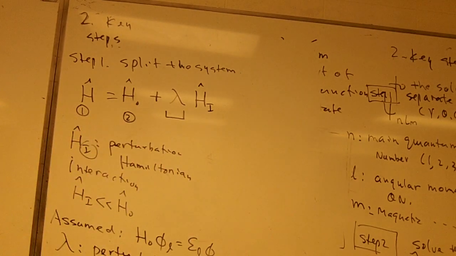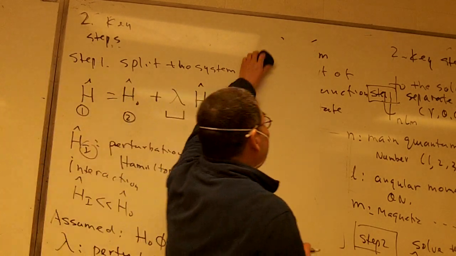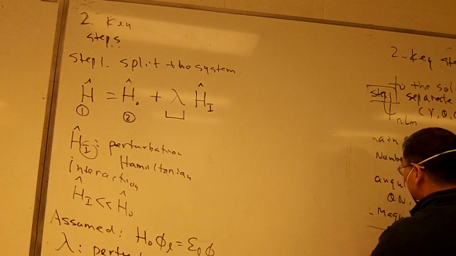It's called a perturbation order. And why is it a perturbation order? You see immediately what will happen.